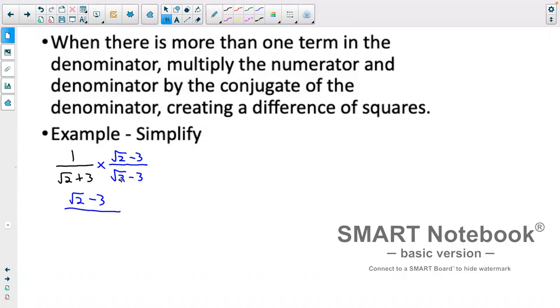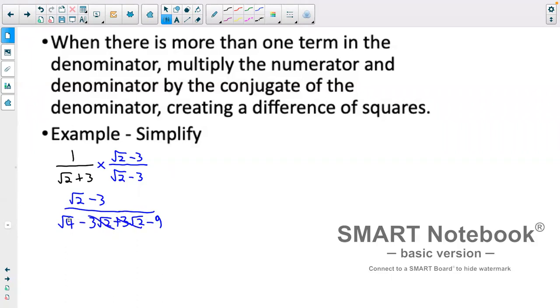So we've got root 2 times root 2 is root 4. Root 2 times -3 is negative 3 root 2. Then we have 3 times root 2, so that's plus 3 root 2. And then we have 3 times negative 3. Now you'll notice the reason why we set up with conjugate is these middle terms cancel out.